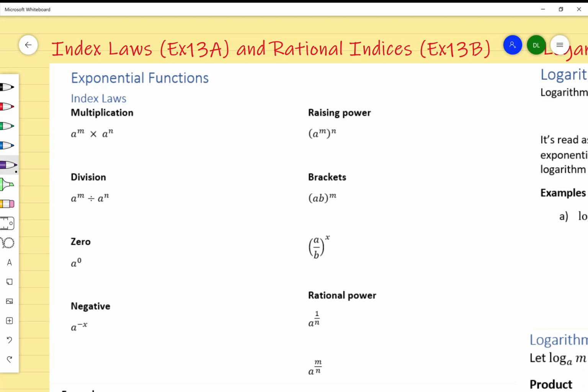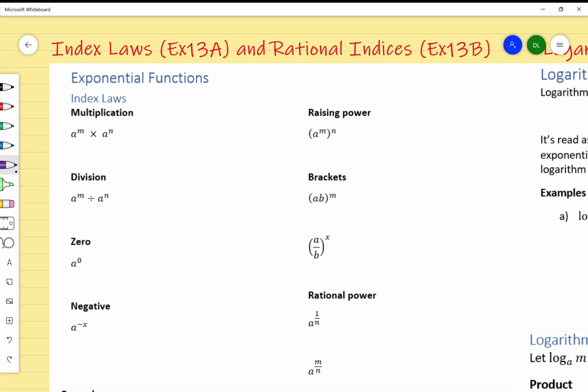Okay, so this is an introduction to exercise 13A and 13B together. We are going through those together. It's an introduction to the idea of exponentials and logarithms. We're going to start with the idea of exponentials and talk about, well, how do we solve them algebraically? So before we can do that, we actually need to understand the laws and how they work.